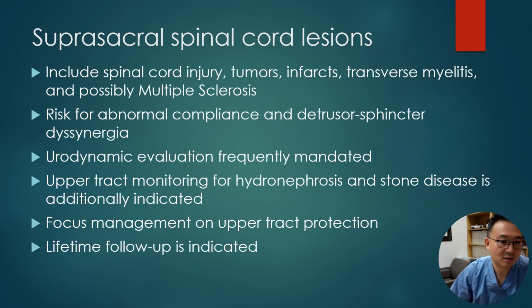Suprasacral cord lesions include spinal cord injury, tumors, infarcts, transverse myelitis, and possibly multiple sclerosis. And this is the region where you're at risk for abnormal compliance of the bladder and detrusor sphincter dyssynergia. And these are things that are worrisome, as they could impact renal function, which is really what we worry about. Urodynamic evaluation is frequently mandated. Many of these patients are considered high risk and may need yearly urodynamics. Also, upper tract monitoring for hydronephrosis and stone disease is additionally indicated. And as I mentioned, the focus is on upper tract protection to maintain renal function, and lifetime follow-up is indicated.